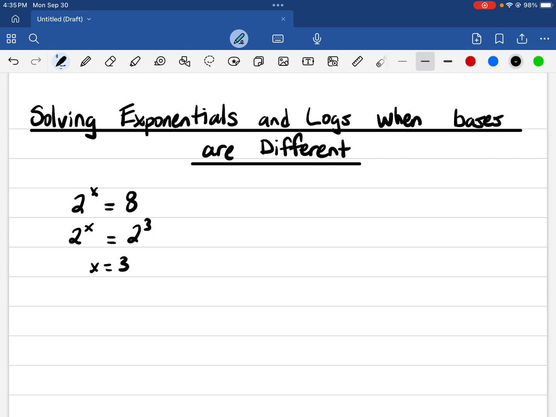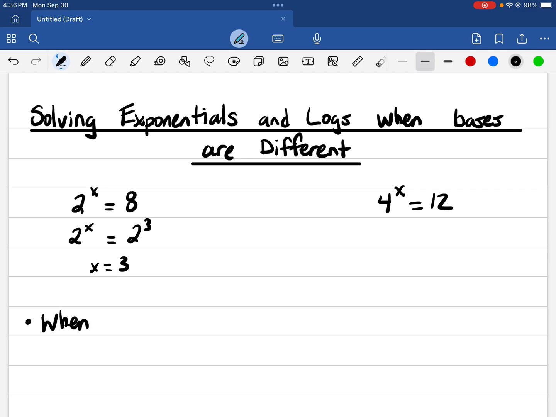So when we can't do this, when the bases are not able to be written the same, maybe in an instance like 4 to the x equals 12, how can we go about solving this type of equation to help us get x when you can't get the bases to be the same? So a couple of things here, write down a couple of points.